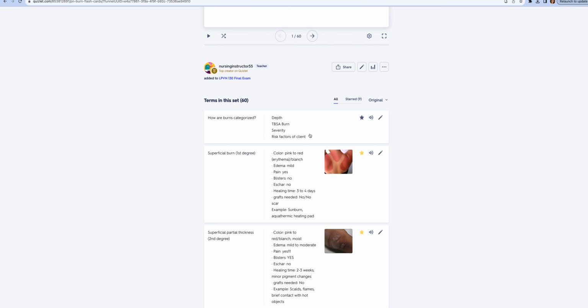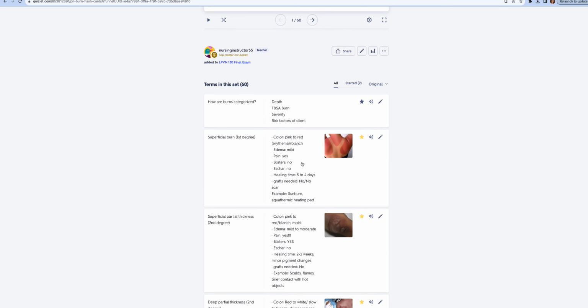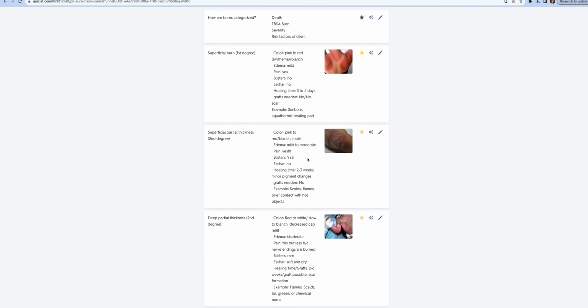The color is going to be pink to red. The other name for red is erythema. Remember that. It does blanch. Edema is mild. They're going to have pain. So the higher the burn in the skin, the more pain they're going to have, because as it goes lower, they're going to lose their nerve endings and they're not going to feel the pain. No eschar. Healing time is quick, quick, quick. Okay? And there's an example of it.